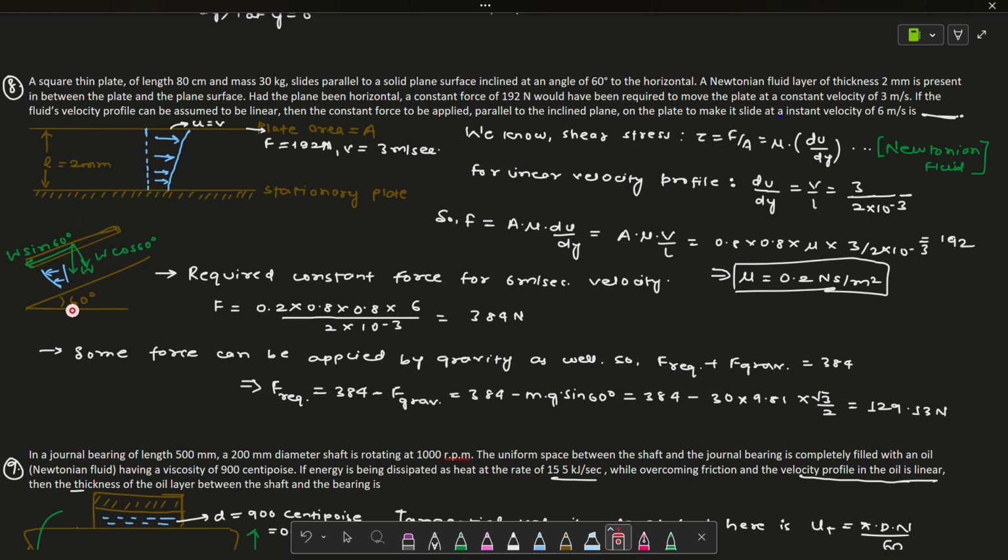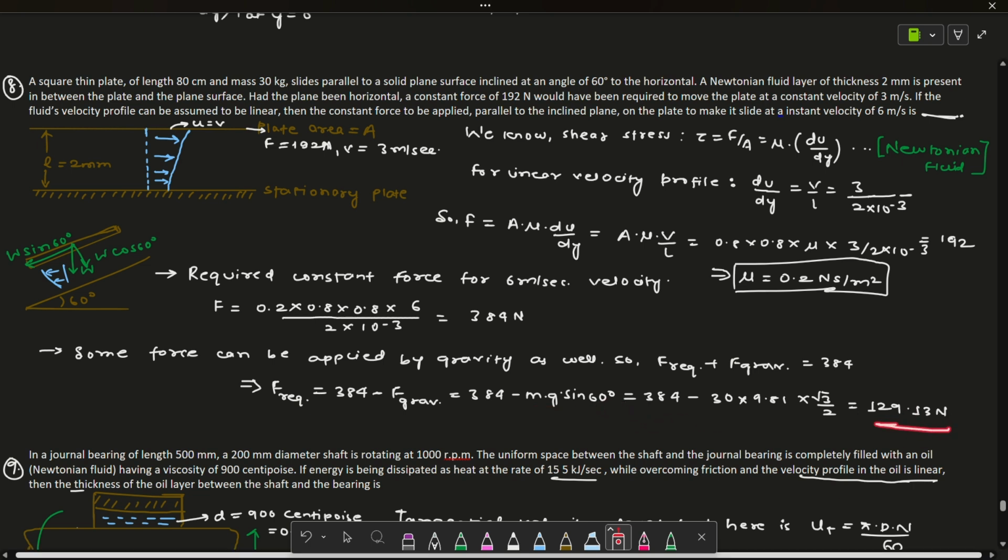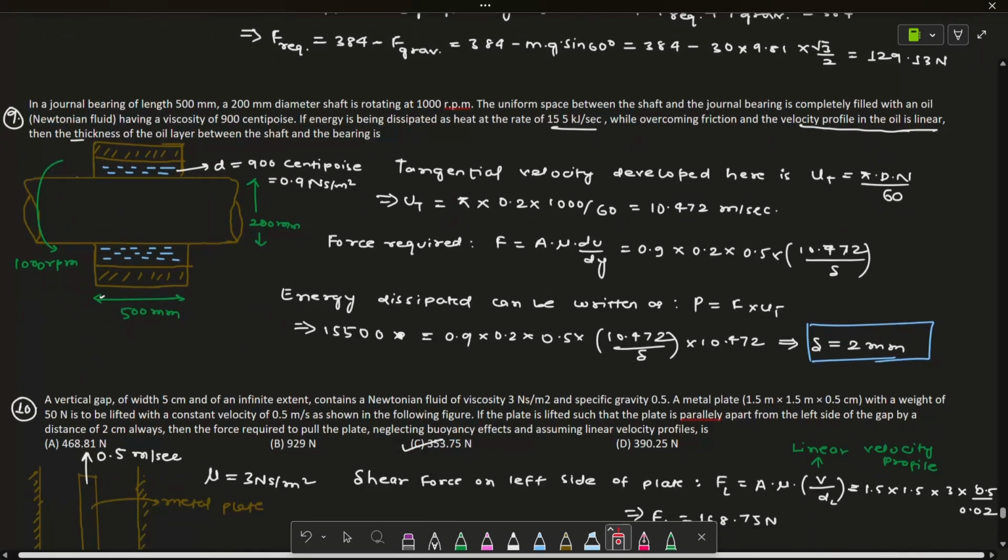This force is already acting prior to applying our force, so we have to subtract it from the total force. This force is inbuilt, so we have to apply a lesser force than the required force. The required force is 384 minus the gravitational force acting by its own, 384 minus mg sin theta, and it comes as 129.13 Newton. I hope this question is clear to you.